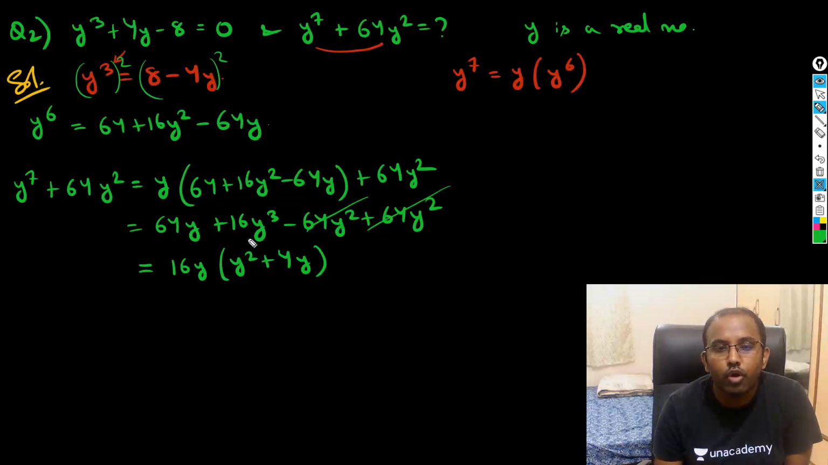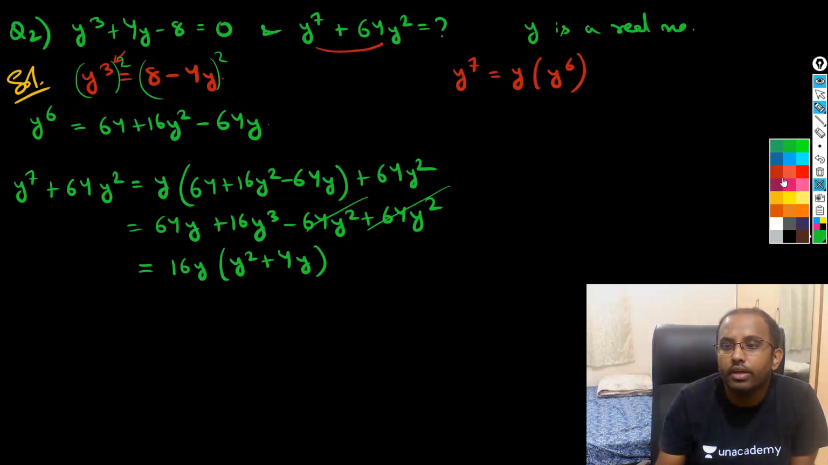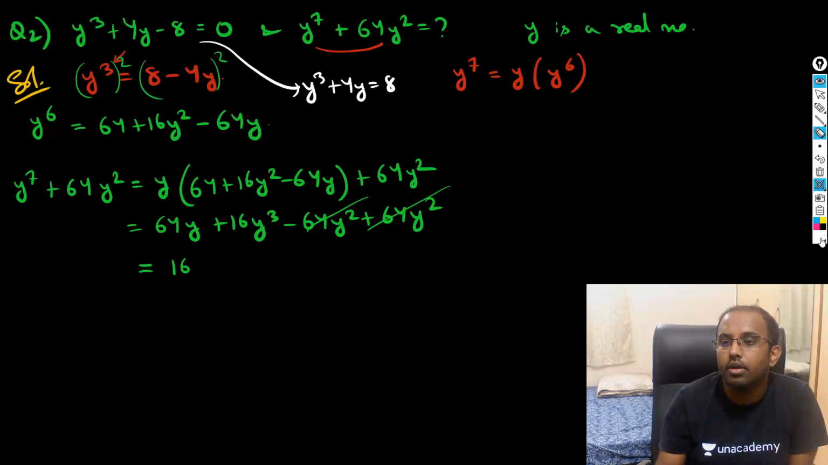I should take 16 common from here, because the value of y cube plus 4y is equal to 8, no? So we have been given here y cube plus 4y is equal to 8. You can see, guys, this value is here, y cube plus 4y is equal to 8. I want to replace it here, so I take only 16 common just to see this.